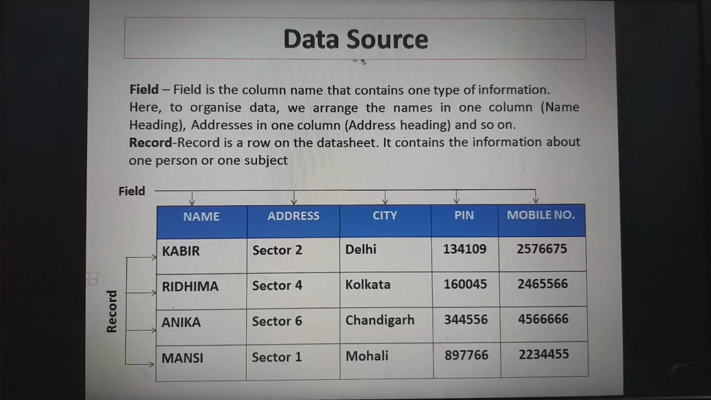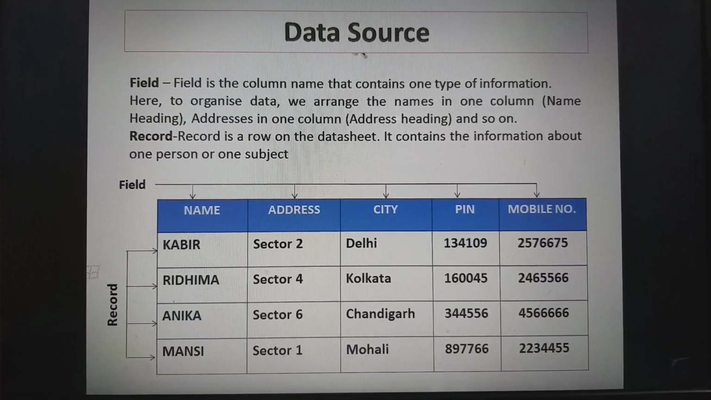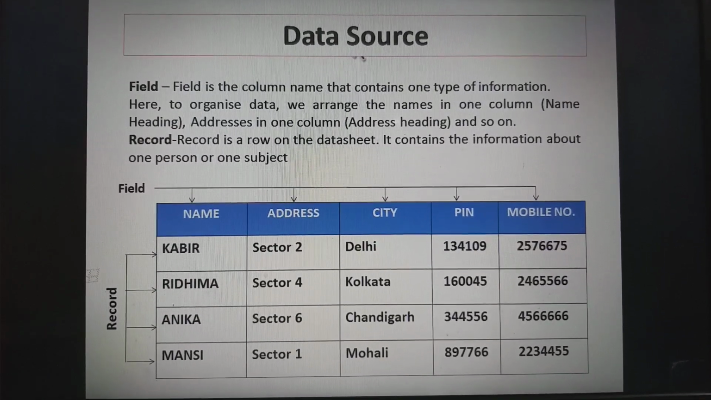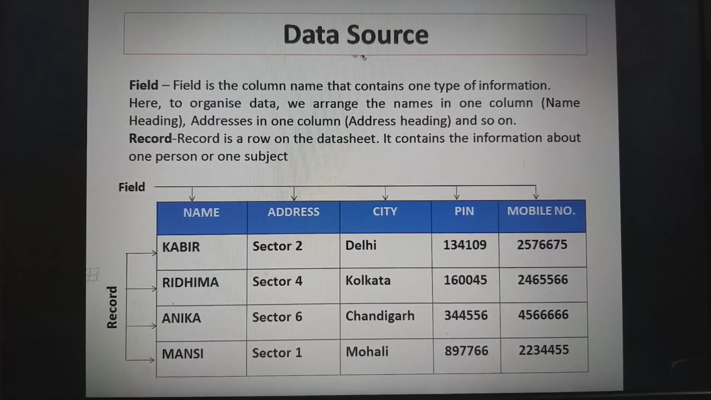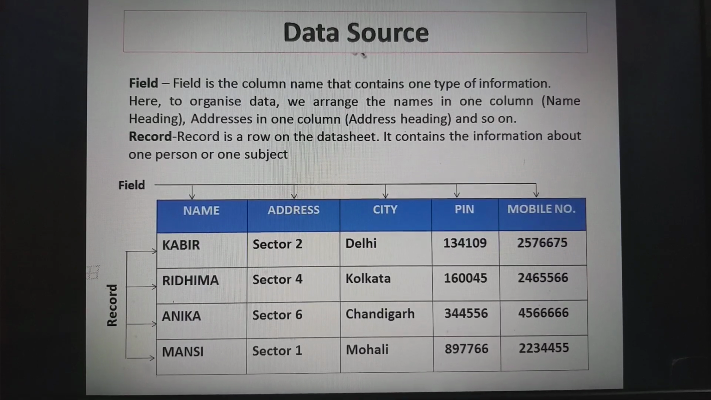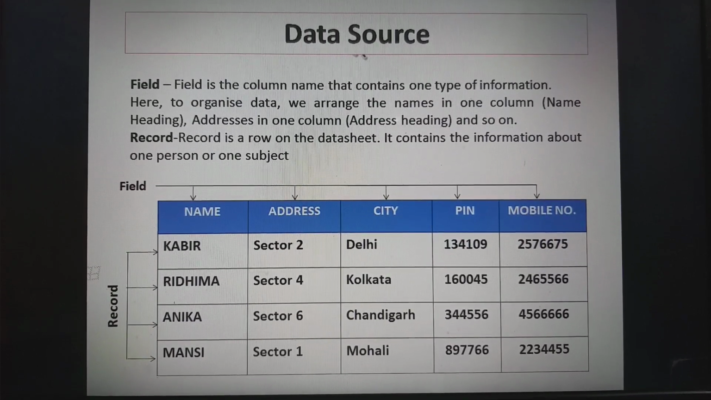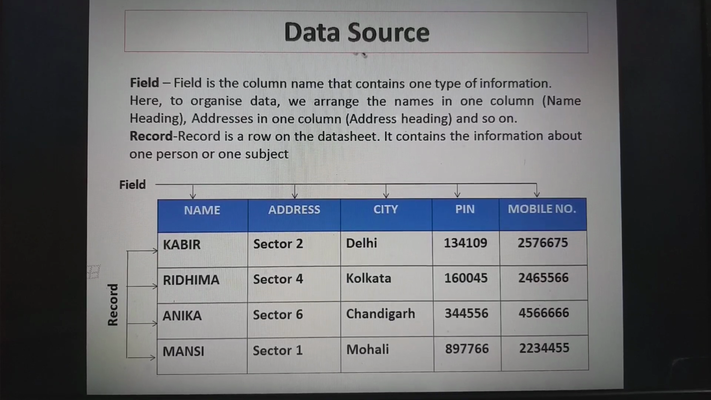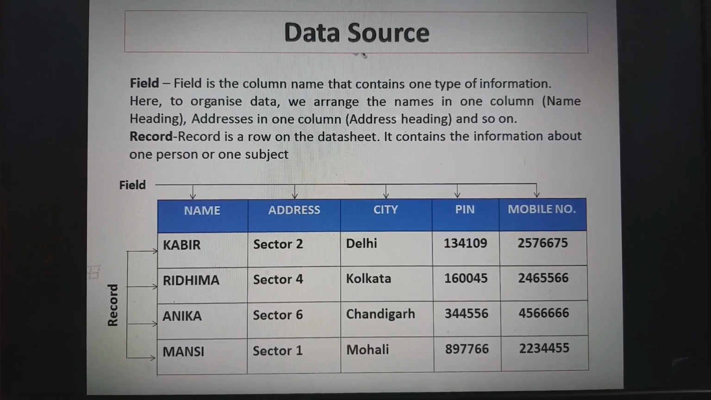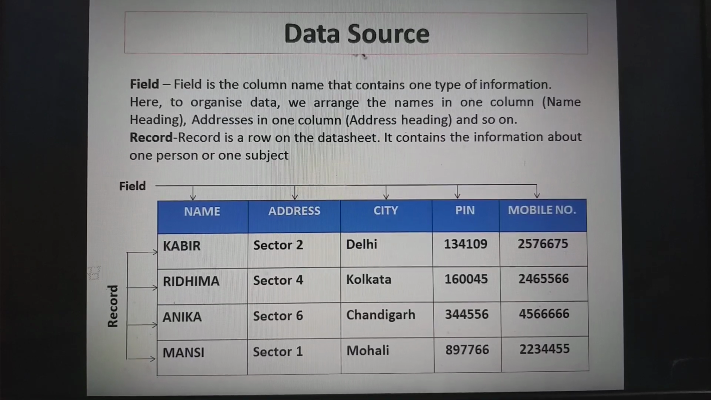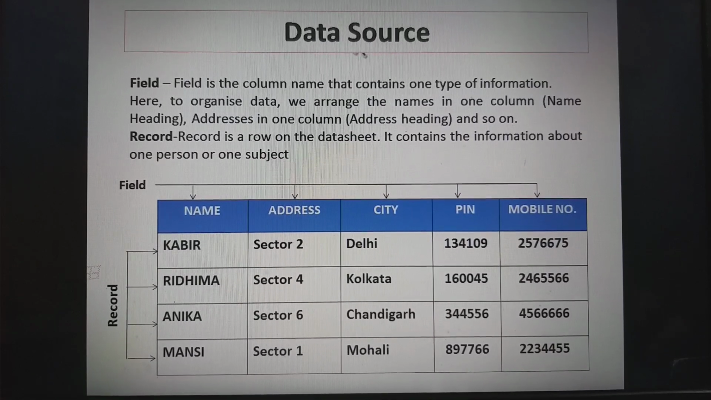We have seen that data source is the location where data that is used in a mail merge is stored. Okay, now we will see a table acting as data source and also what fields and records are. At first, we will see what is field. Field is column name in a table that contains one type of information. Like name field contains only the names, address field contains addresses and so on. In the table, the fields are name, address, city, pin, mobile number, which are written as heading.